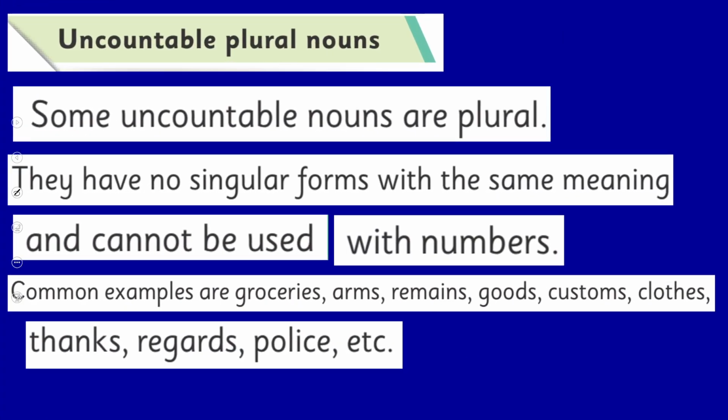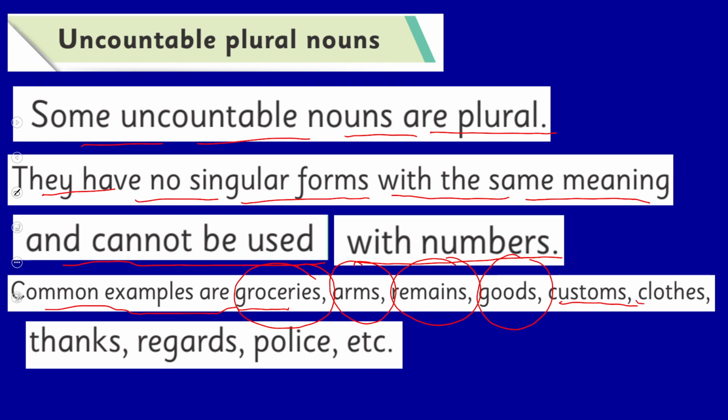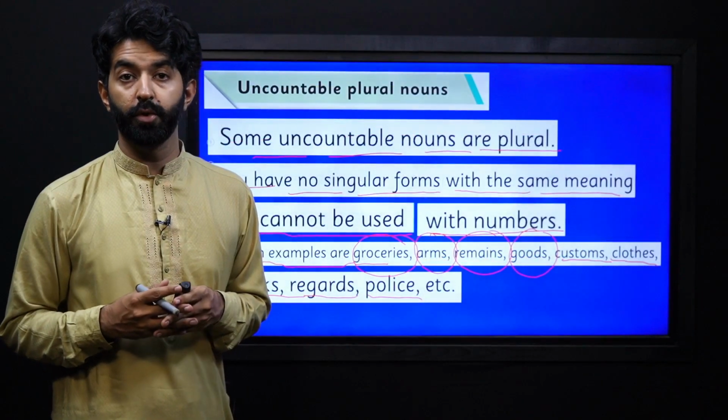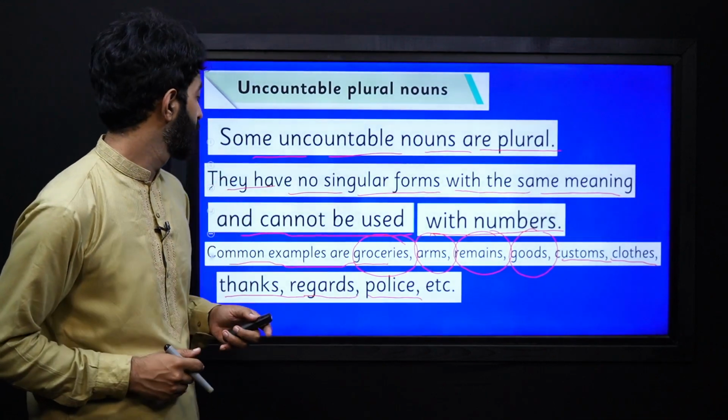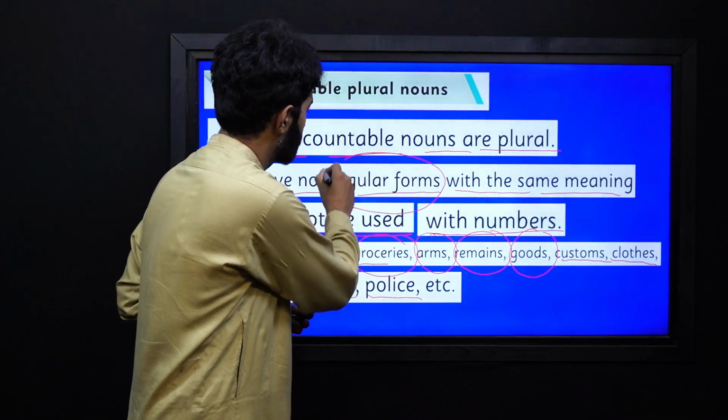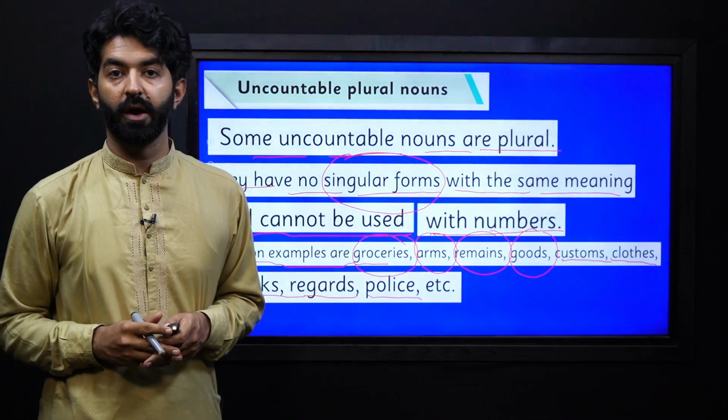So let's see uncountable plural nouns. Some uncountable nouns are plural. They have no singular forms with the same meaning and cannot be used with numbers. Common examples are groceries, arms, remains, goods, customs, clothes, thanks, regards, police, etc. So they are already in the plural form. They have no singular forms. So we have such uncountable plural forms.